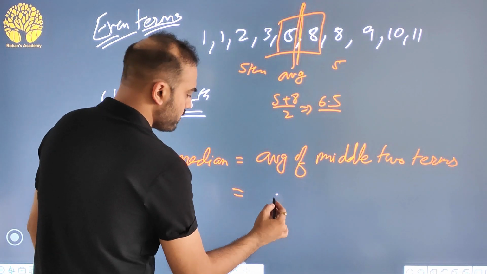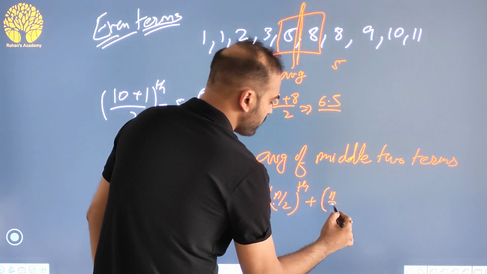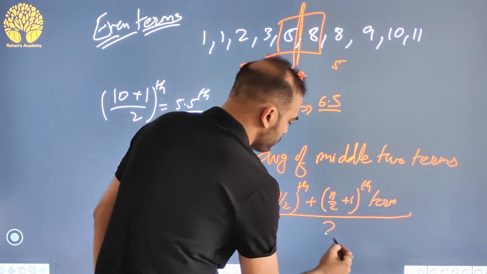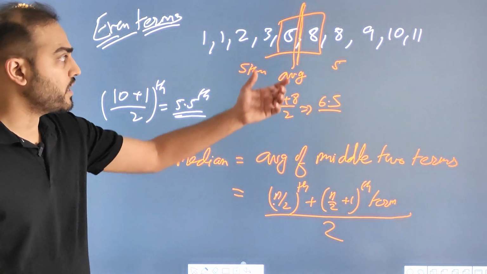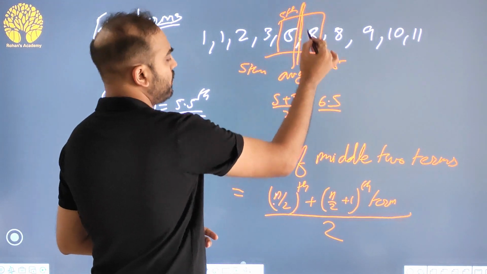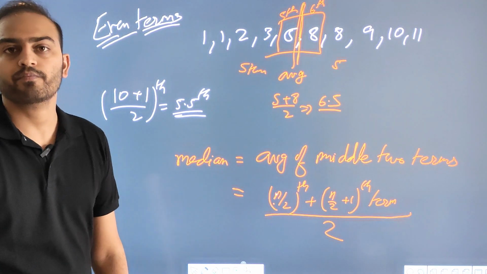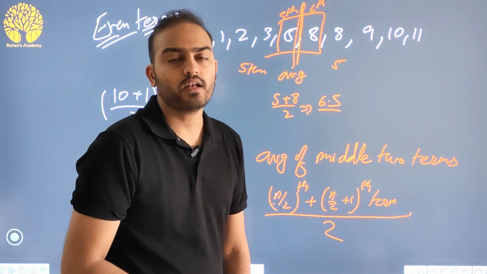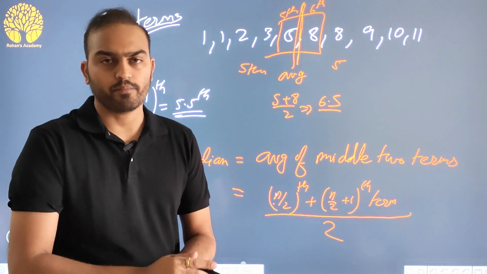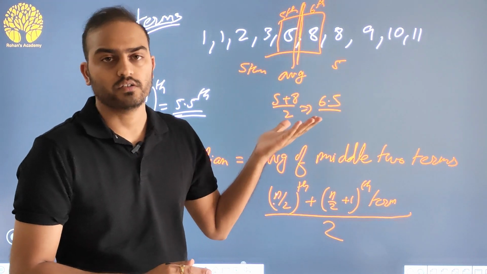Okay, or the n by 2th term plus the n by 2 plus 1th term, divided by 2, right? So if there are 10 terms, 10 by 2 is the 5th term, then 5 plus 1 is the 6th term, and you take the average of the two. Okay, so when we talk about median, remember median is the middle term, and it is compulsory that for a median you either arrange the data in ascending order or descending order.